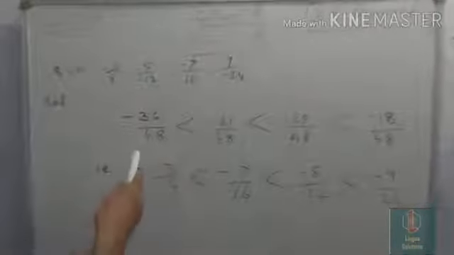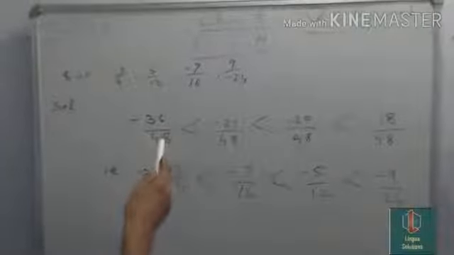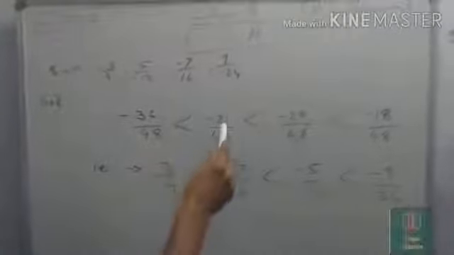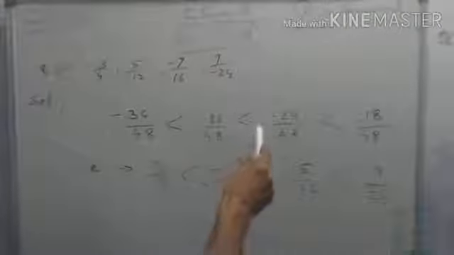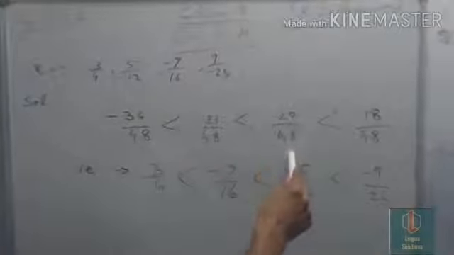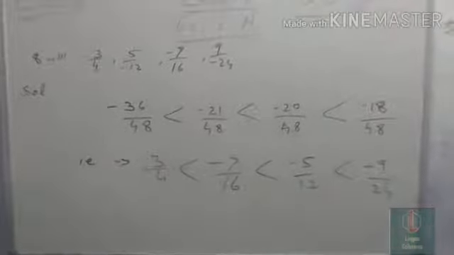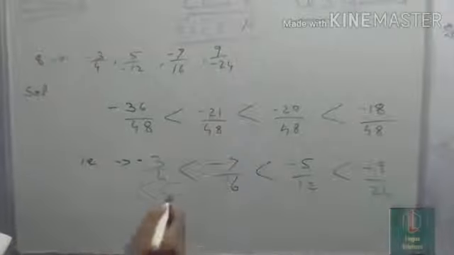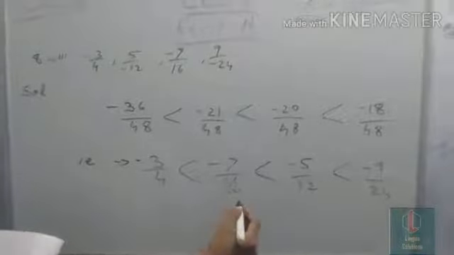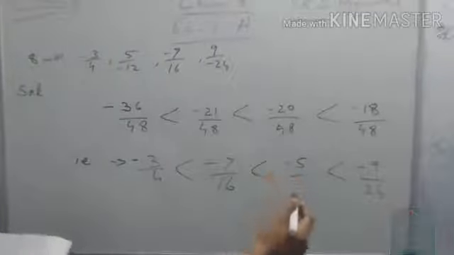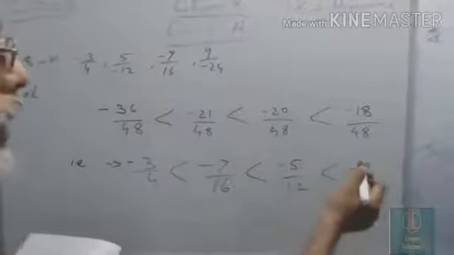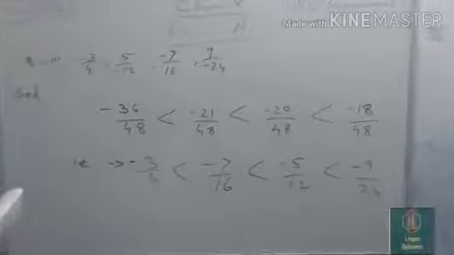Now we can arrange it as minus 36 by 48 is less than minus 21 by 48 is less than minus 20 by 48 is less than minus 18 by 48. That is minus 3 by 4, minus 7 by 16, minus 5 by 12, and minus 9 by 24.